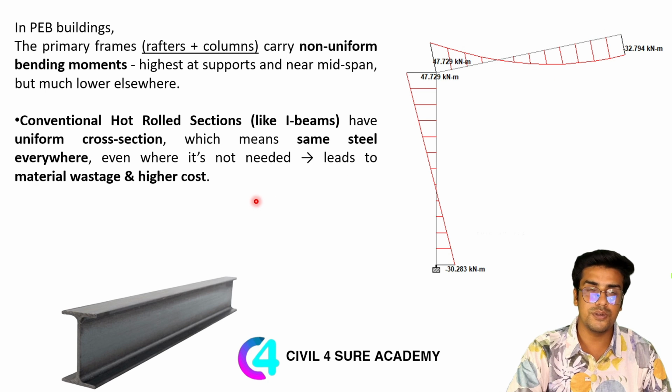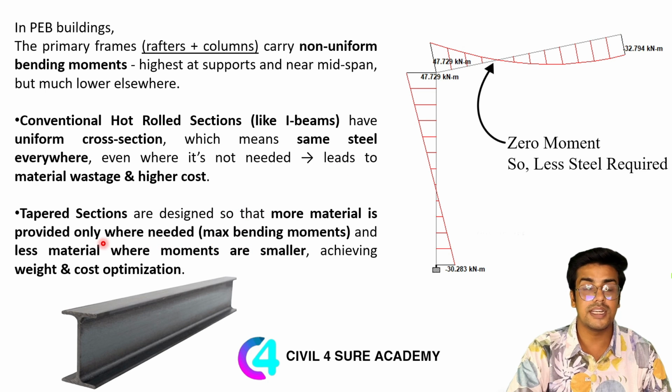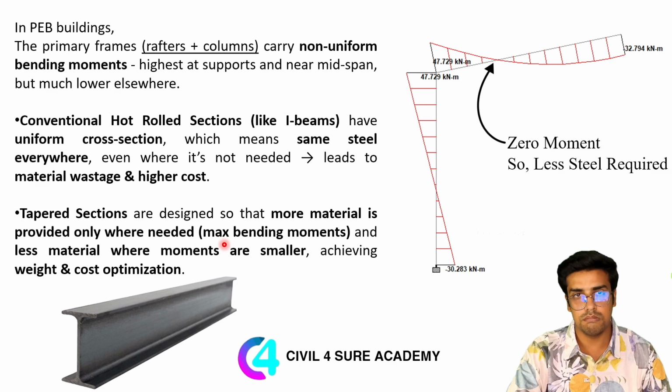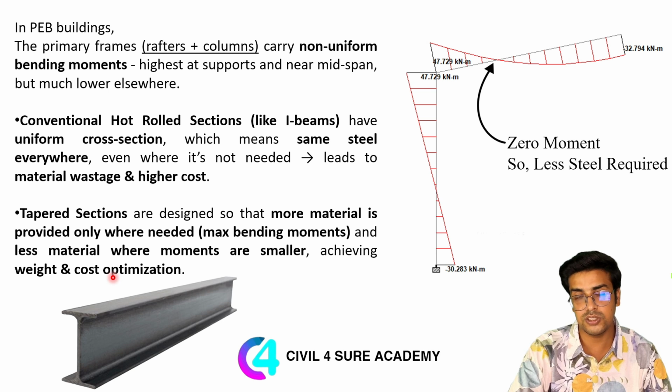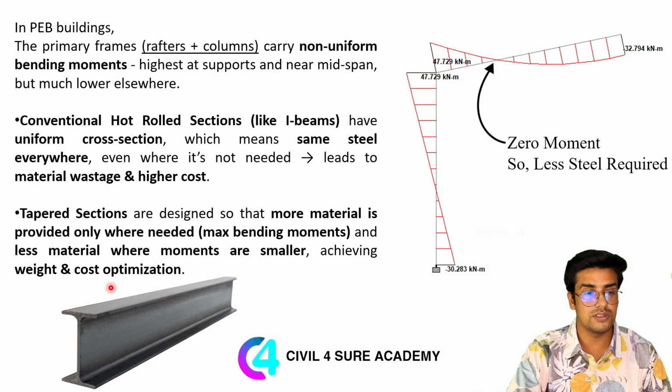So what we are going to do here, we are going to use what? A tapered section. At the point where there is zero moment, there is a lesser steel requirement, so we are going to use the tapered section. Now what does the tapered section do? They are designed so that more material is provided only where the bending moment is needed, so less material will be used. Because of that the weight will be much less, achieving weight and cost optimization, as steel is very costly, so we can reduce that particular cost.